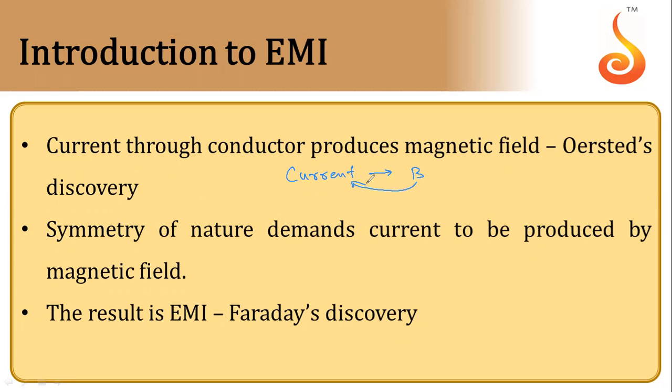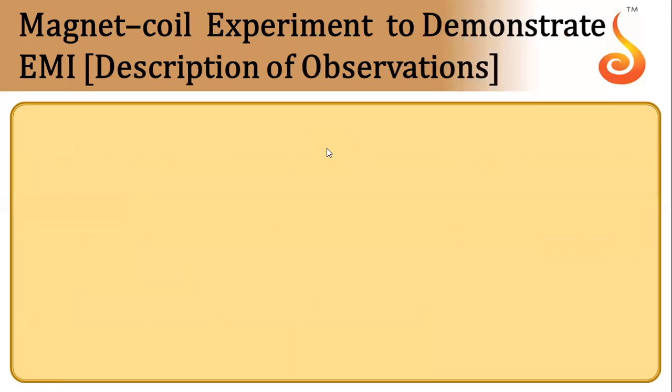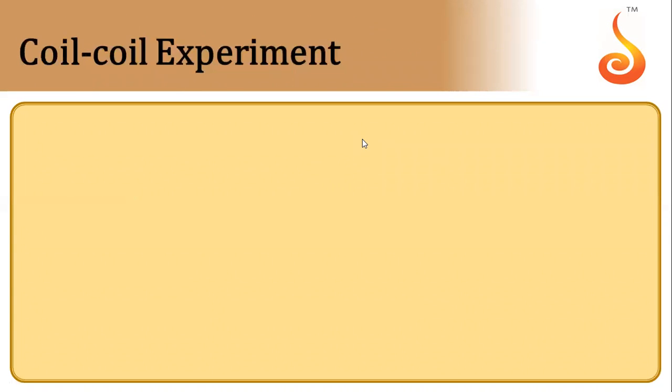So this was hypothesized, and this was actually found later by Faraday. He did a series of experiments and verified this result. So let's go through some experiments and their results. The first one is the magnet coil experiment.